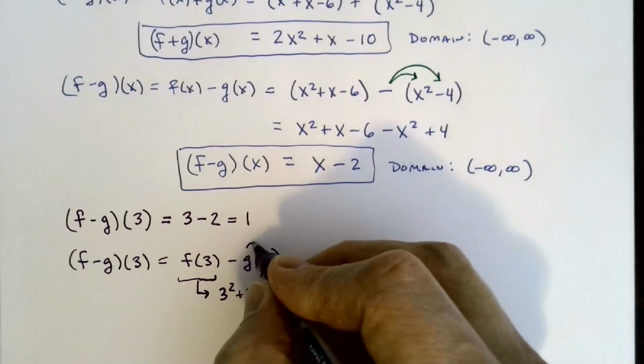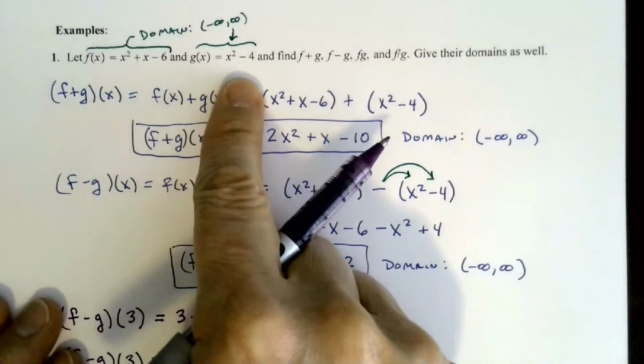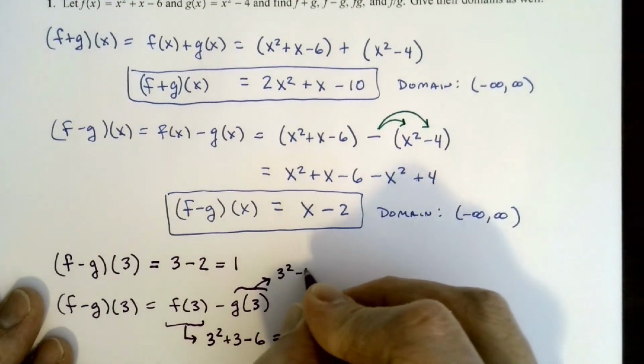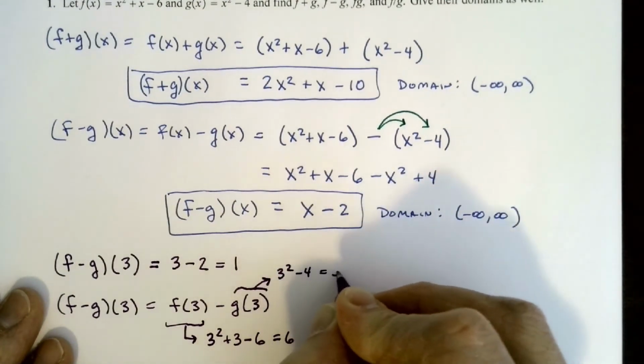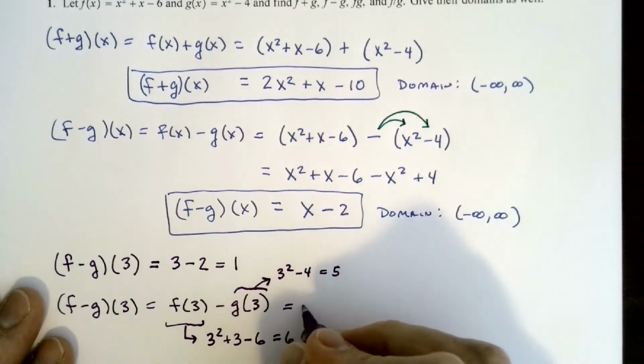And g of 3, well, what's g of x? G of x is x squared minus 4, so I replace x with 3. I get 3 squared minus 4. That's 9 minus 4, which is 5. And so I get 6 for this output, 5 for this output. 6 minus 5 is 1.